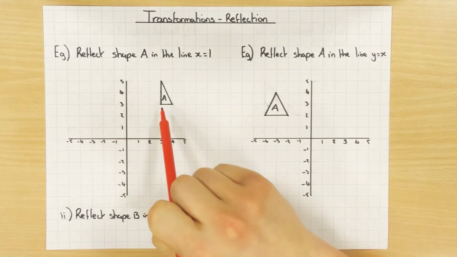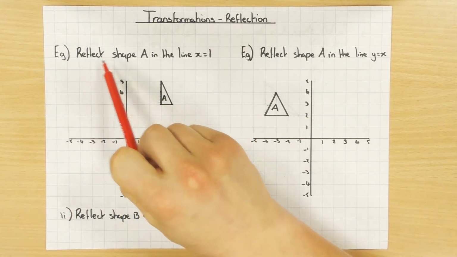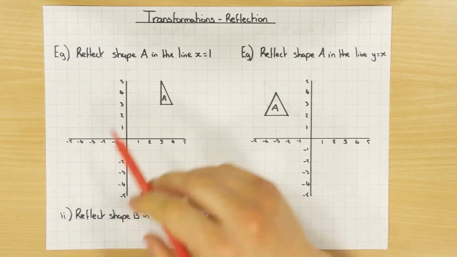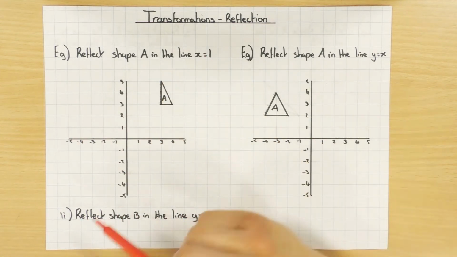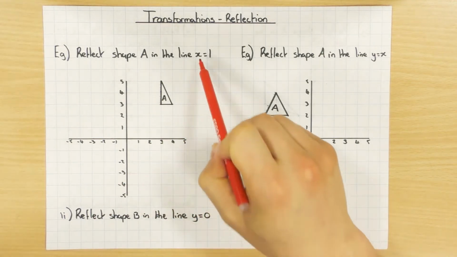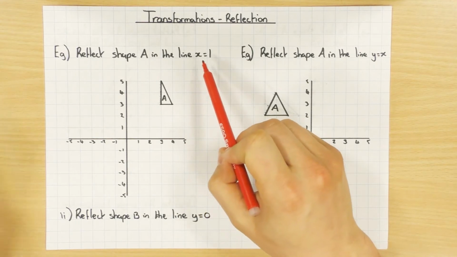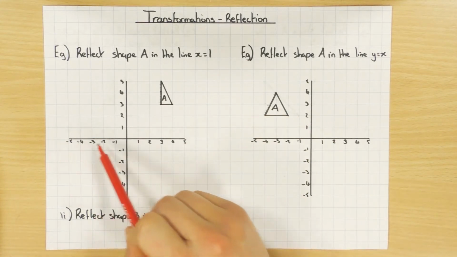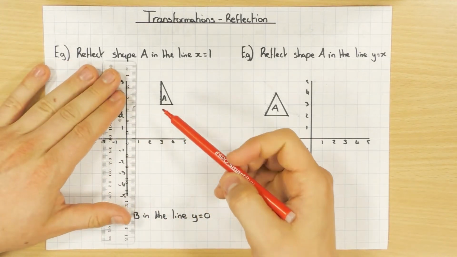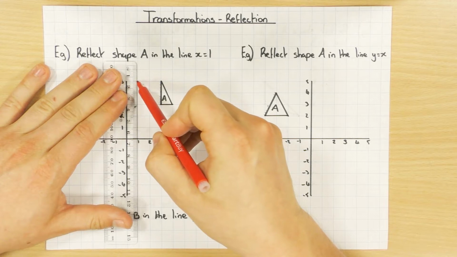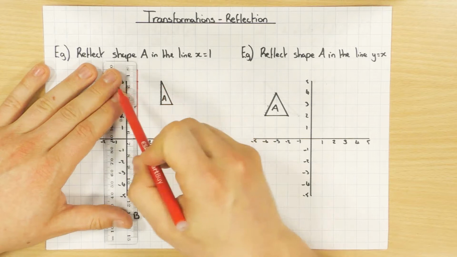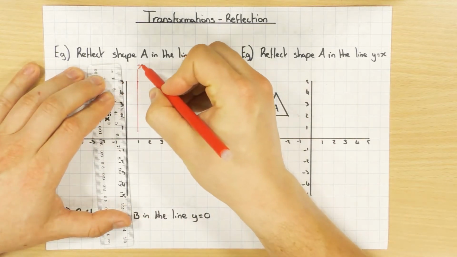So the first one here, I've got my shape A, and I want to reflect A in the line x equals 1. In this particular example, I haven't given you the line to reflect it in. We've got to know what that is, and it's really nice and easy. So x equals 1, so I look to the x-axis, x equals 1 is here. All I do is draw a nice vertical line going through there. I'm not going to do it all the way because my shape's just here and I'm reflecting in that line, x equals 1.